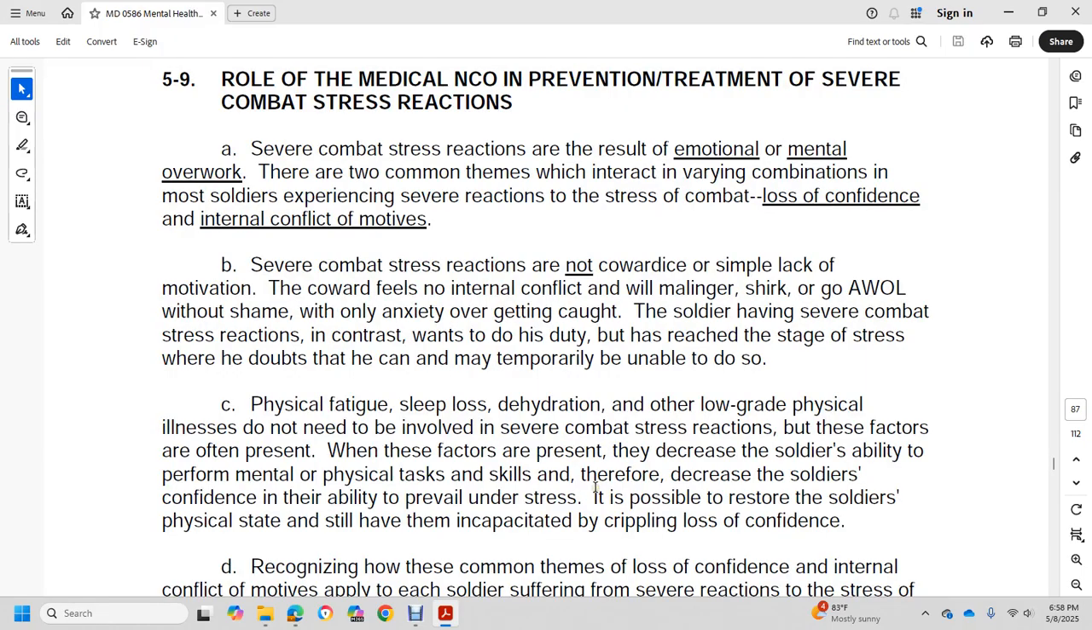Physical fatigue, loss of sleep, dehydration, and other low-grade physical illnesses do not need to be involved with severe combat stress reactions. When these factors are present, they decrease the soldier's ability to perform mental and physical tasks and skills, and therefore decrease the soldier's confidence and ability to prevail under stress. It is possible to restore the soldier's physical state and still have the anticipated crippling loss of confidence.